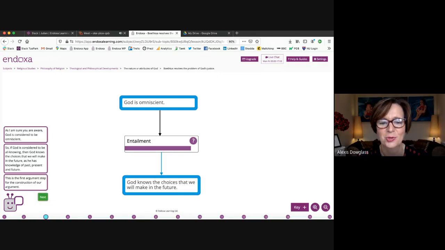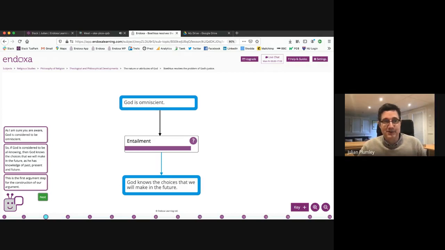And of course, can God drive a car is a completely different philosophical debate. Yes, we're not going to get into that one today, happily. So I'll go on to the second step.